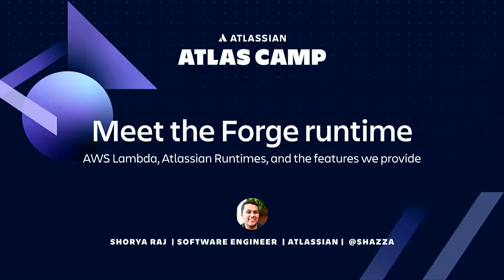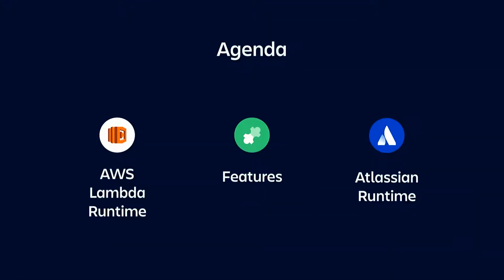So yeah, as Tim's mentioned, I'm Shorya. I'm one of the engineers working on Forge, and I'm going to talk about the runtime. So broadly, my talk's going to be split into 3 sections. I'm going to talk about AWS Lambda. This is the core tech that we're using under the hood to power Forge. And then I'm going to talk about some of the features that we're providing as part of Forge through the runtime. And lastly, talk a bit more about the Atlassian-specific bits.